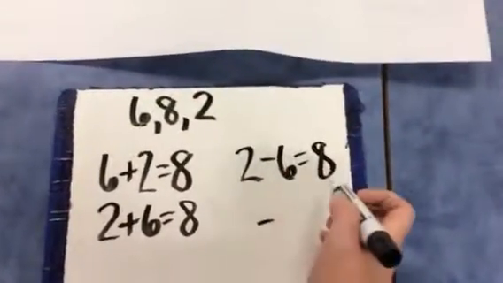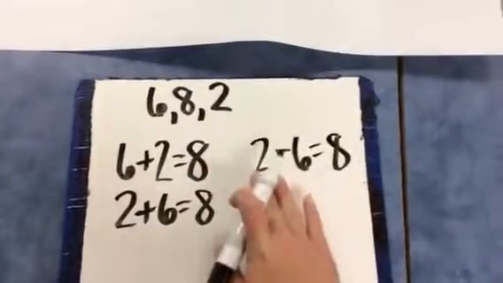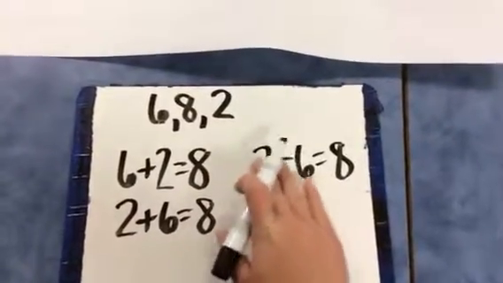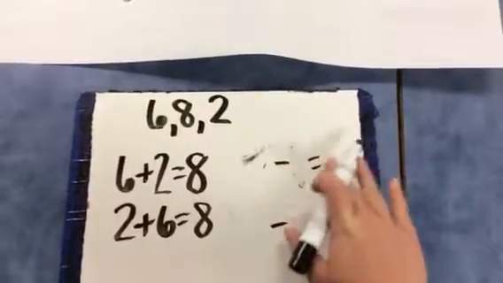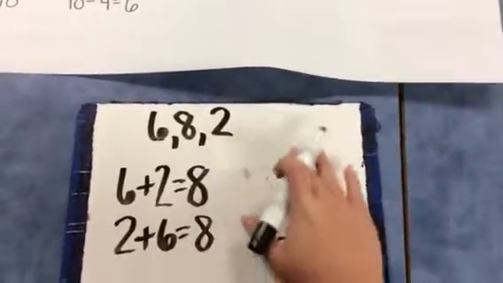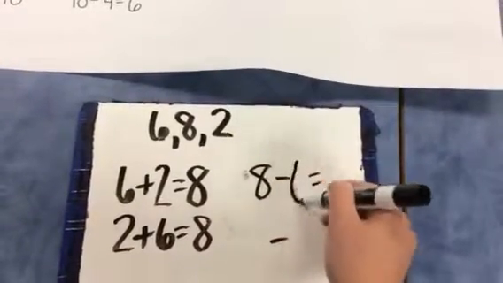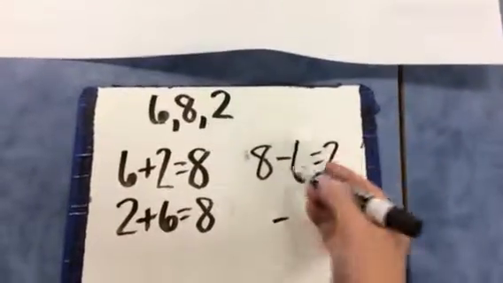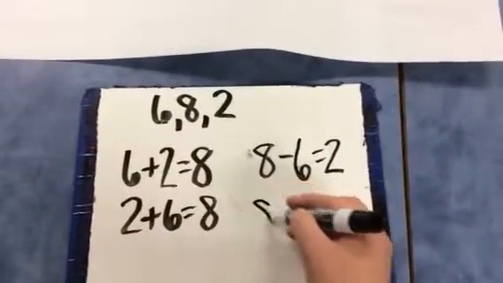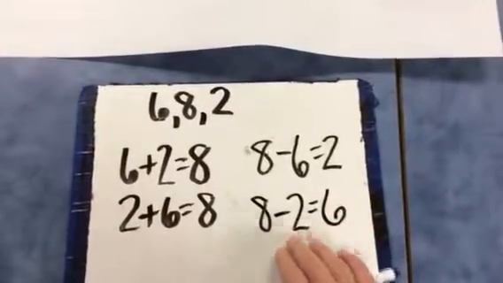Is that a correct fact family? No. Even though I used all 3 numbers, 2 minus 6 doesn't exist. That's not true. So I've got to erase that, and I've got to make a subtraction problem that's true. So I'm going to start with my 8 because that's my largest number. If I do 8 minus 6 equals 2, that's okay because 8 minus 6 does equal 2. And if I do 8 minus 2 equals 6, that's all right too because that problem is true as well.